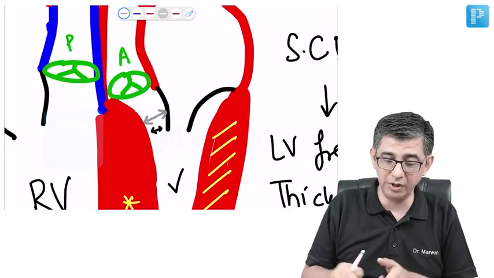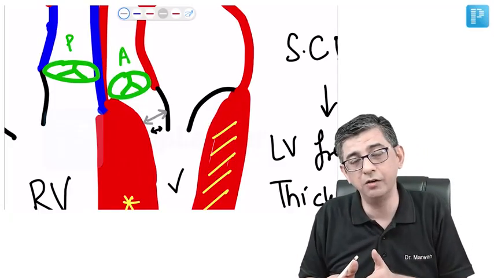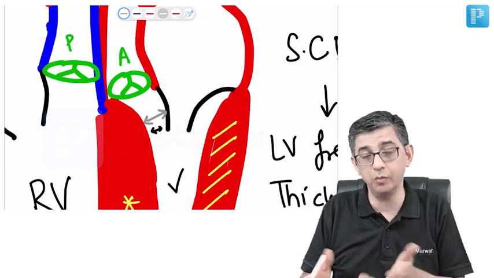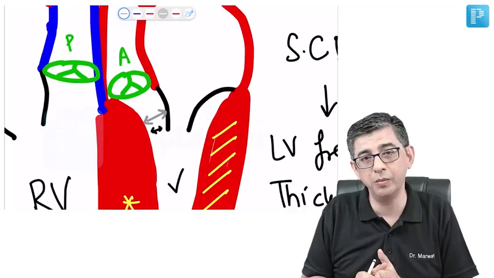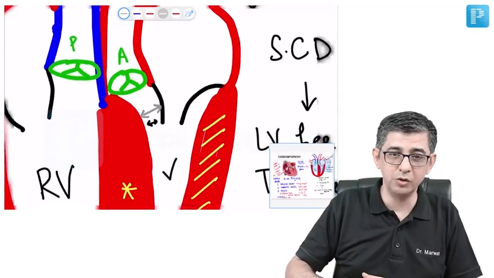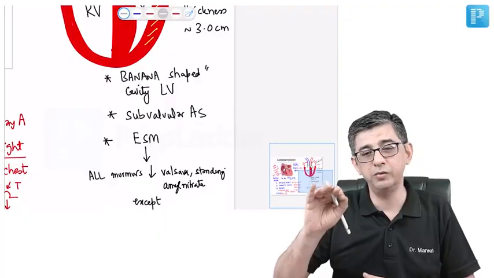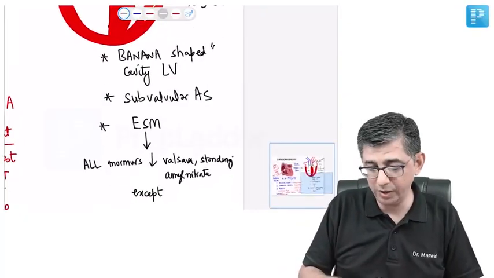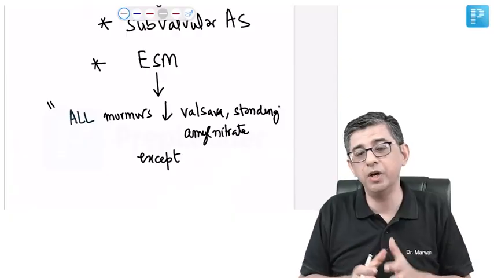On the other hand, if this gap is relatively more, because there is more blood inside the cavity of the left ventricle, the turbulence would be lesser, and therefore you would have a lesser intensity of the murmur. So what I was saying was, and I'll just zoom in to the actual statement, I said all murmurs would decrease with Valsalva, standing, and amyl nitrate, and the logic behind them would be that less blood would be coming into the heart.